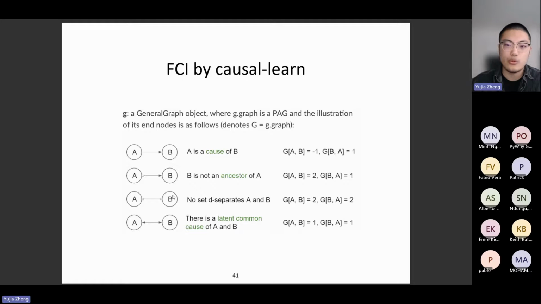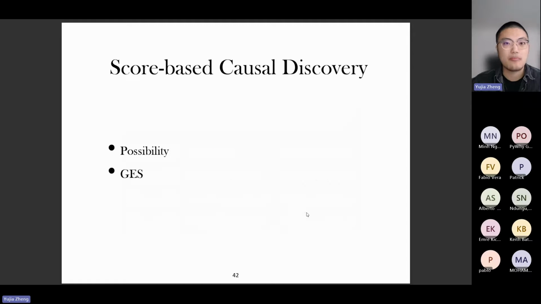It's basically a DAG, which we have already seen, and we denote a different type of endpoint by different values in the adjacency matrix. So yeah, we have seen the constraint-based method, and it's very general and pretty flexible, depending on what type of conditional independence test you would like to choose. And another representative category of method is based on a score, some Bayesian score, which is called score-based causal discovery.